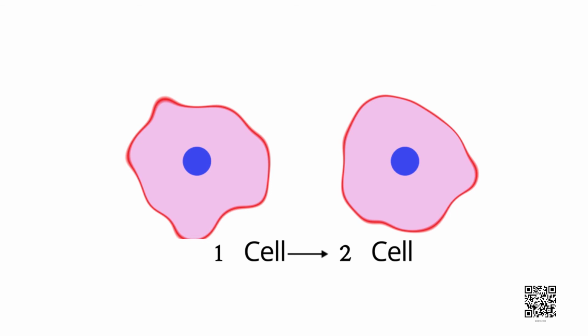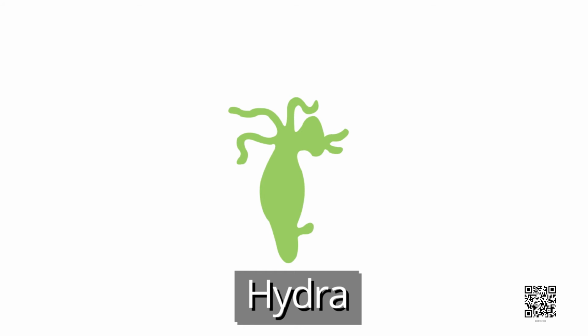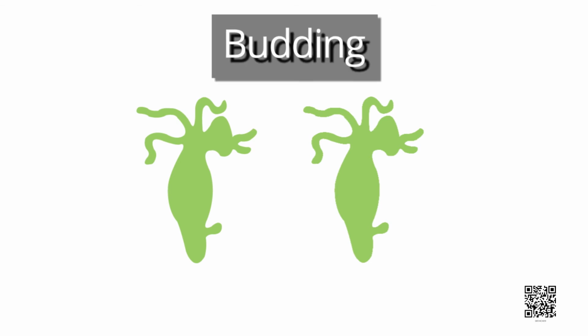Now we shall see the kind of reproduction in hydra. In each hydra, there may be one or more bulges. These bulges are the developing new individuals and they are called buds. Since new individuals develop from the buds in hydra, this type of asexual reproduction is called budding.